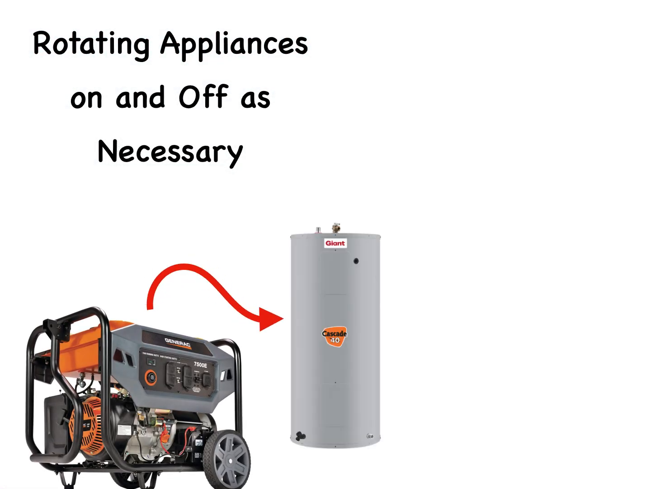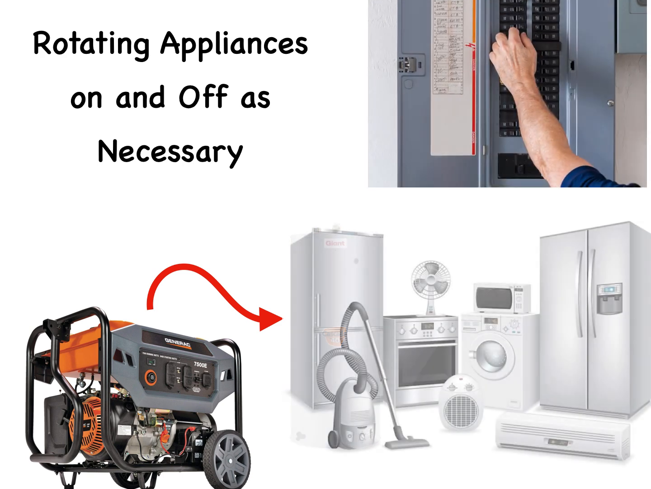For example, if you have a generator with 9,600 continuous watts of capacity, during a power outage, you can run the hot water heater, typically 4,800 watts, by simply turning off the majority of the other household breakers until the water tank heats up. Once the water is heated, shut off the water heater breaker and switch the other household circuit breakers back on and rotate them on and off as required.